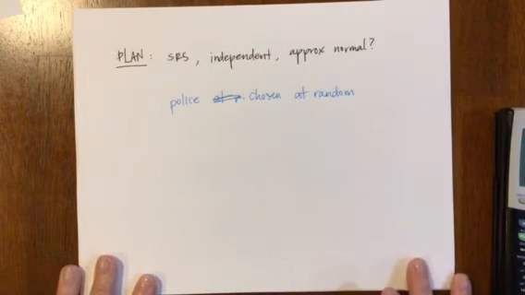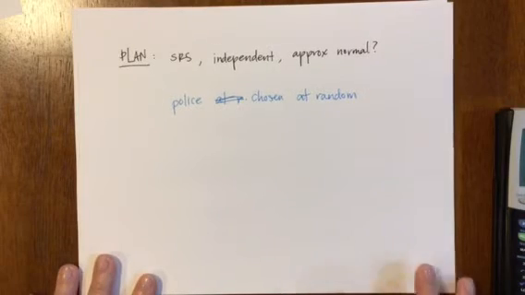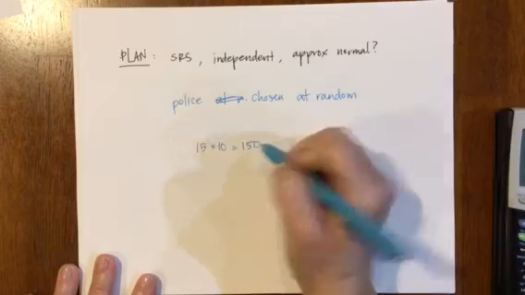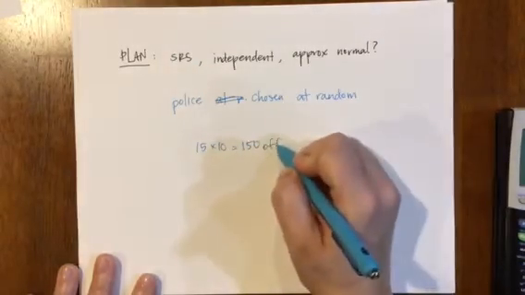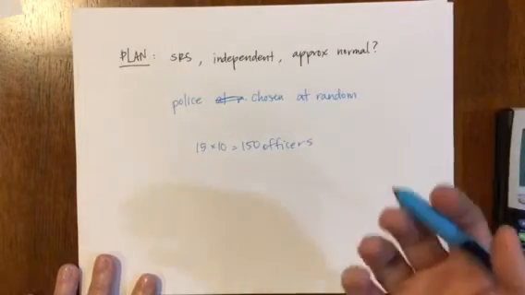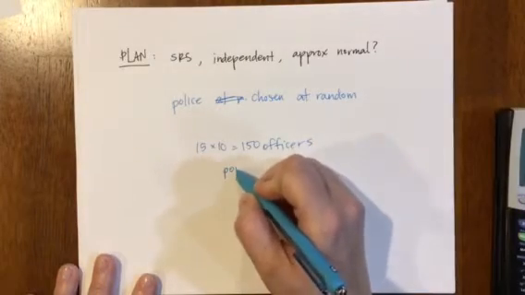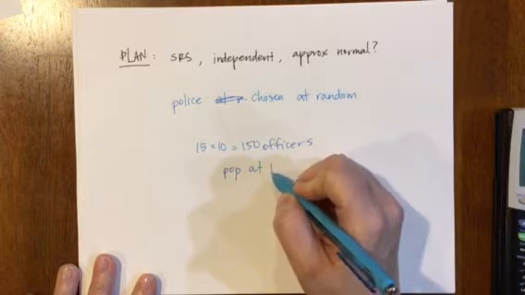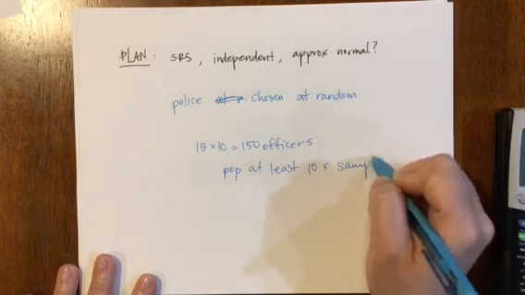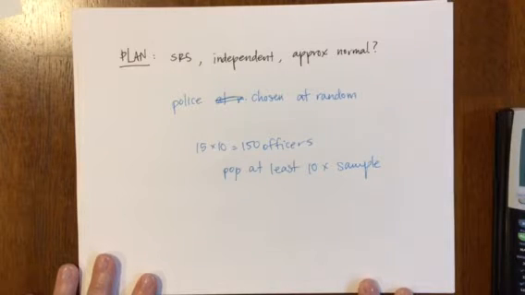We kind of have a mix of everybody. We want to check if it's independent. So there's 15 times 10 is 150 officers. I don't know how many police officers there are in a county or in a station, but just for the sake of this problem, let's go ahead and say the population is at least 10 times the sample. Okay? And then approximately normal.